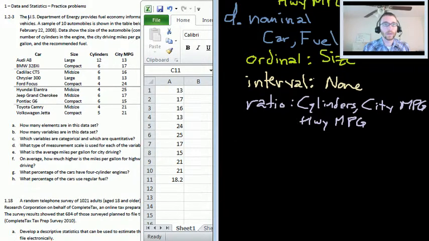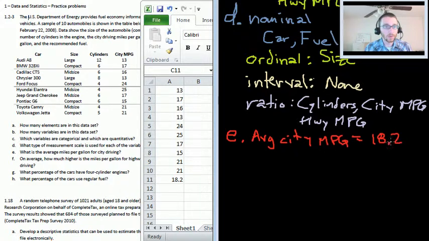let me pick a different color. E, the average city MPG equals 18.2. There we go.